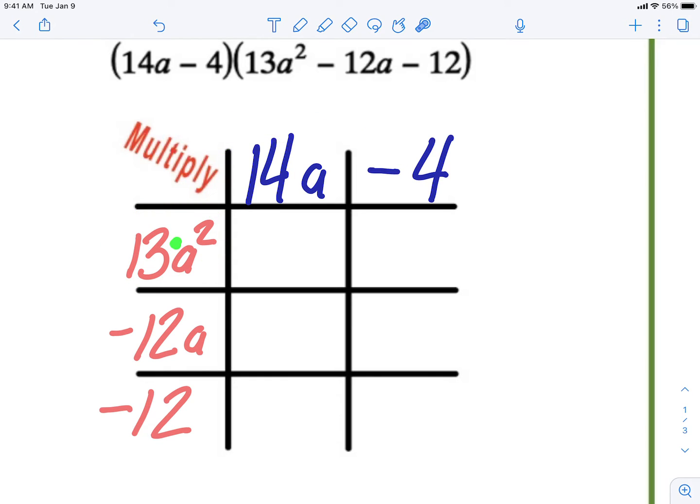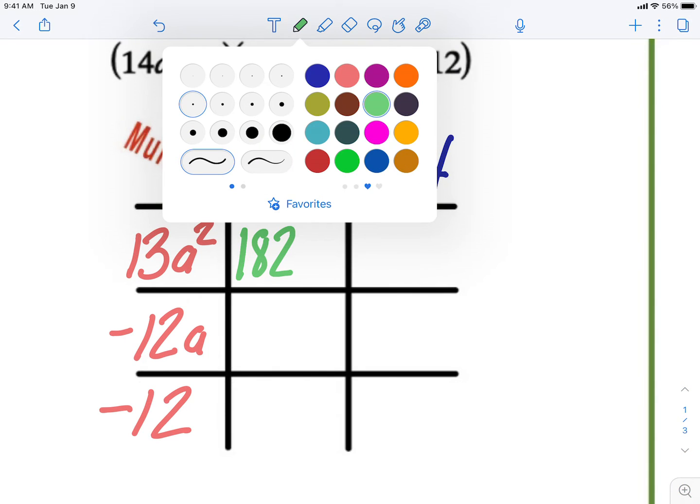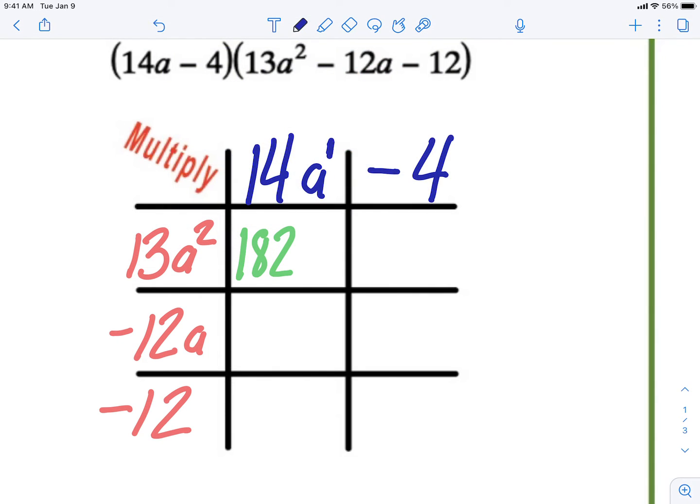So 13 times 14 is 182. 182 a. Now let us remember that this a here has an invisible 1. I'm going to put an invisible 1 here as well, just so I don't forget.